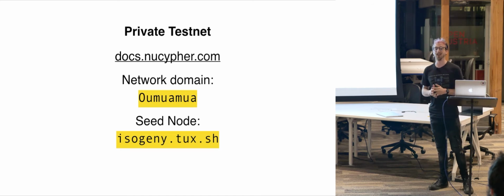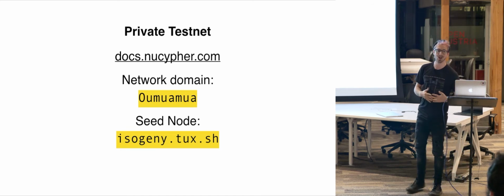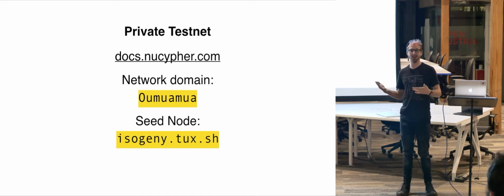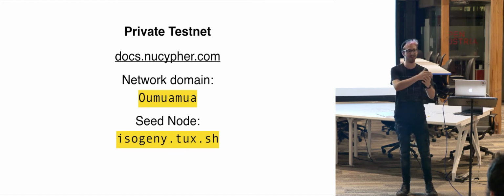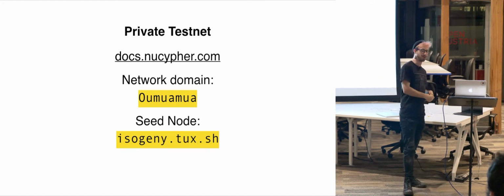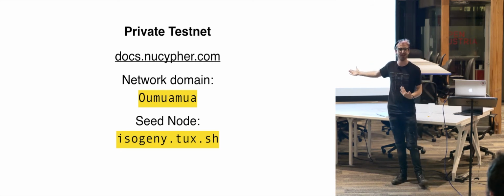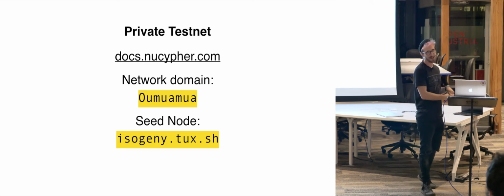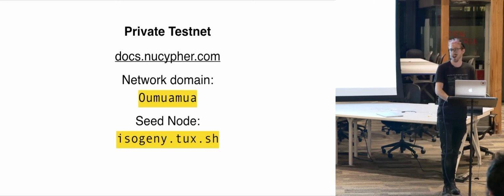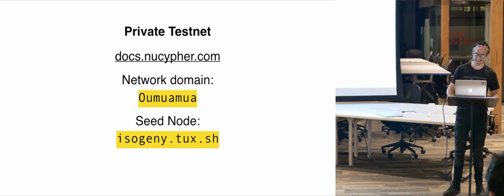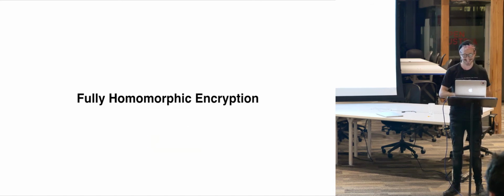So we also have a seed node. The way our networking works is you have to know a node in the network that knows all the other nodes, or some of the nodes, and then you can go to those nodes and talk to them and find out about more nodes. So right now, I host a seed node on my domain, isogeny.tux.sh. This is what I will be demoing and using, but feel free to use this node as well. I provide it as just a DNS name resolver, so no big deal. Feel free to use it for your own applications, not in production though, just for testing.